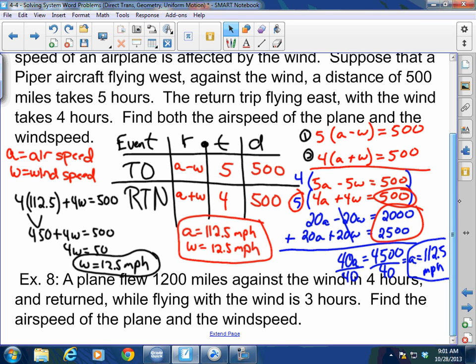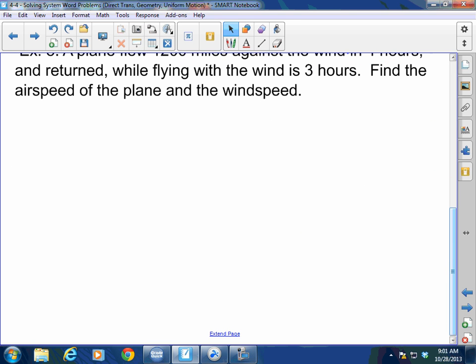All right, guys, let's do our last example. Did that make sense, by the way? Did you understand that? See how that table made it a lot easier? If you don't make that table, it's going to make things a lot more difficult for you guys, in my opinion. Okay.